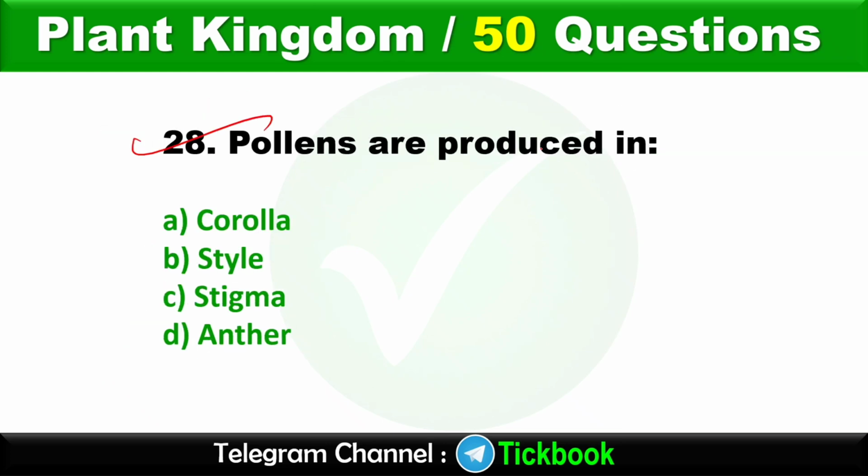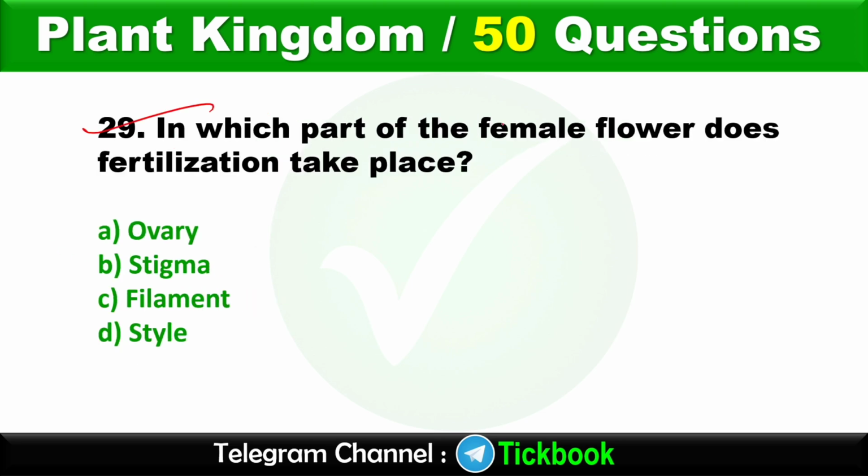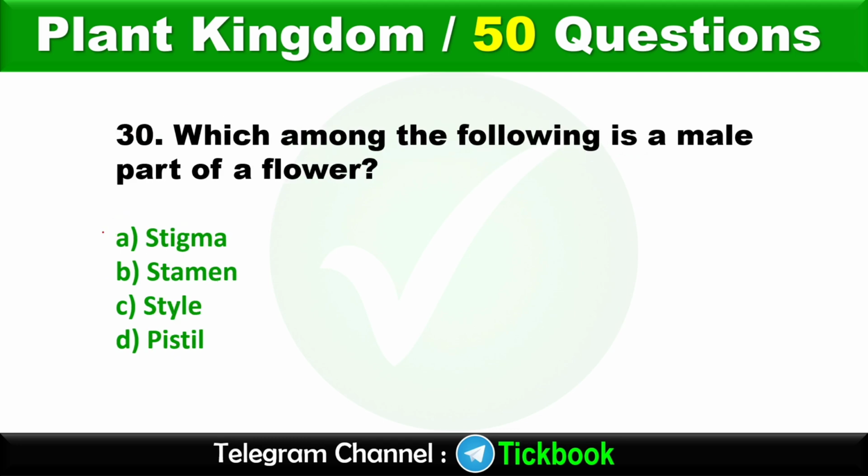28. Pollens are produced in? Option number D, anther. 29. In which part of the female flower does fertilization take place? Option number A, ovary.